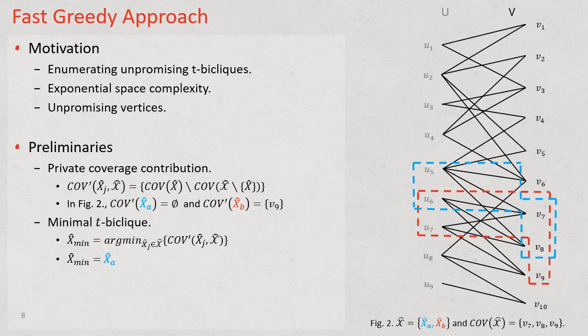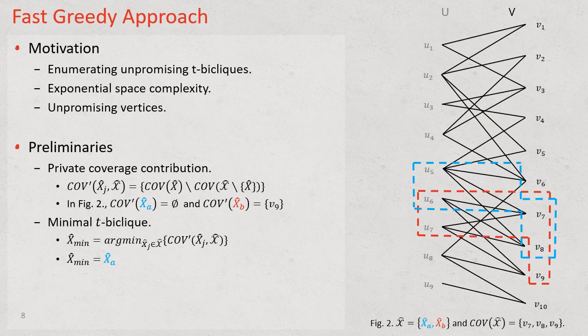Since the baseline is the straightforward adaptation, it has several limitations such as enumerating unpromising t-Bicliques, exponential space complexity, and unpromising vertices. To tackle such limitations, we provide the fast greedy approach. Before introducing this approach, we first introduce some preliminary definitions, that is, private coverage contribution and minimal t-Biclique. Given a set of t-Bicliques, the private coverage of a t-Biclique is defined as the exclusive set of vertices which are contributed only by the t-Biclique itself in the overall t-Biclique set coverage.